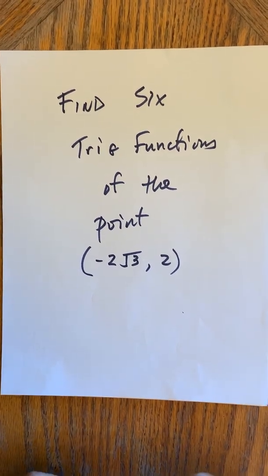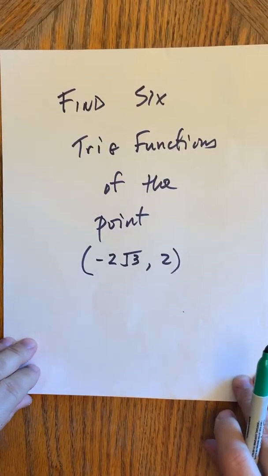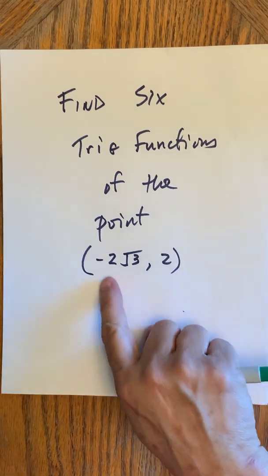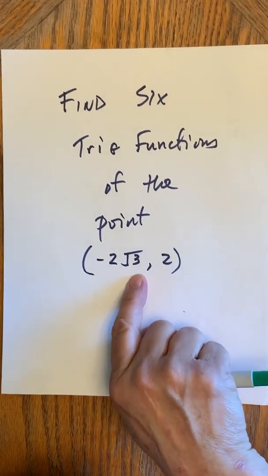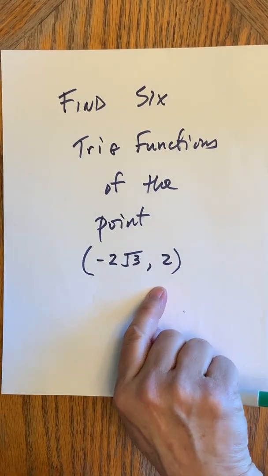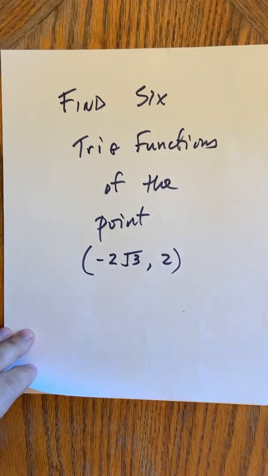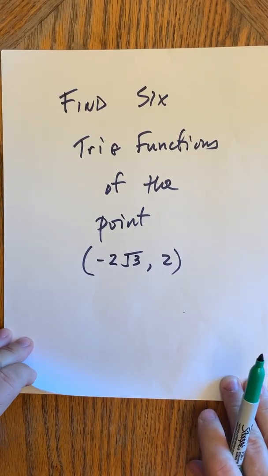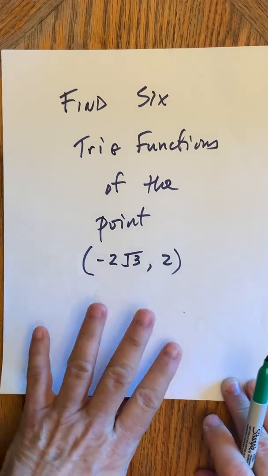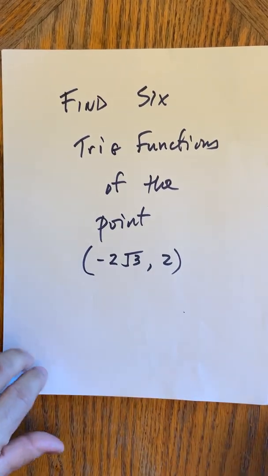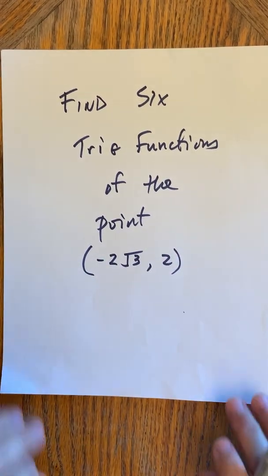Hello, in this video we're going to find the 6 trig functions of the point with -2 square root 3 for the x-coordinate and +2 for the y-coordinate. Now, I am a visual person. I like to represent this as what is the reference right triangle that represents this situation.